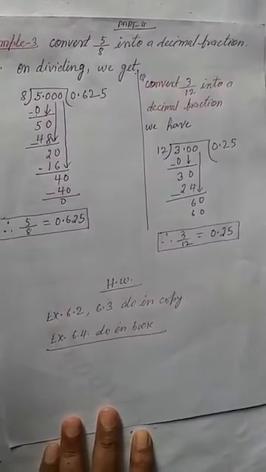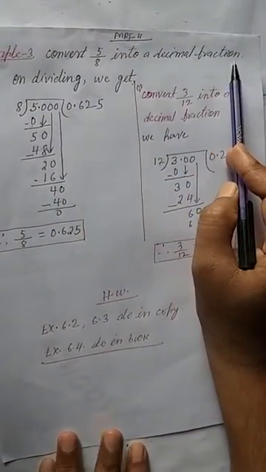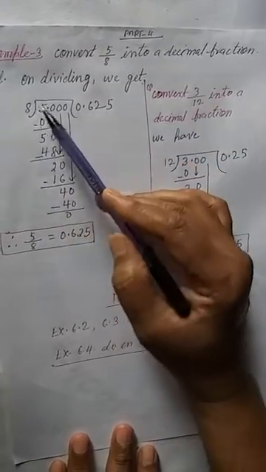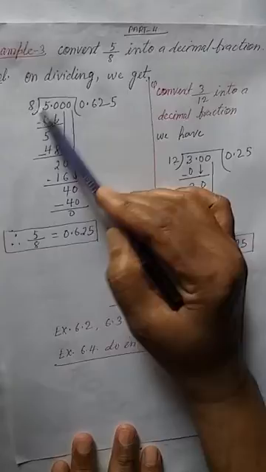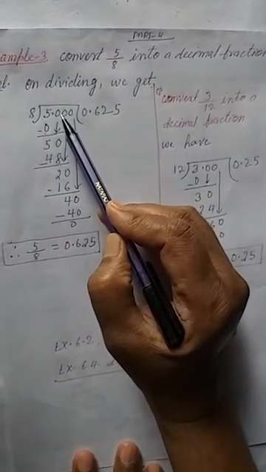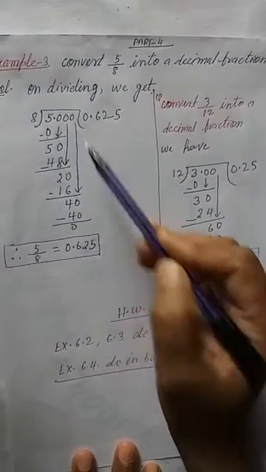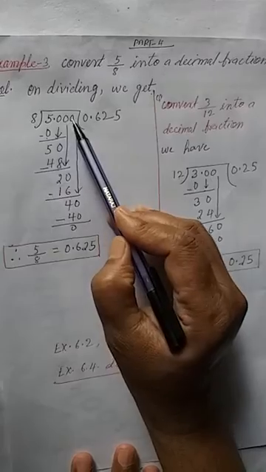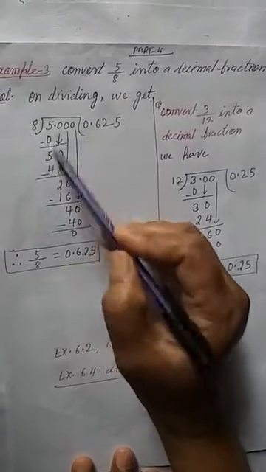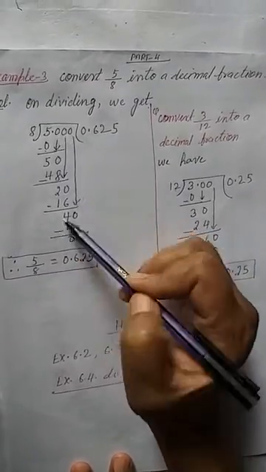Okay students, now example number 3: convert 5.8 into a decimal fraction. We can do it by the division method. On dividing, we write 8 and 5. After the decimal point we can put 0 0 0, whatever is required, till the remainder is 0. Zeros after the decimal point have no effect on the result. Now we can divide as usual, you know division very well. Now I am going to explain once again.